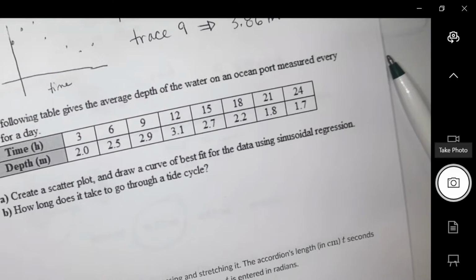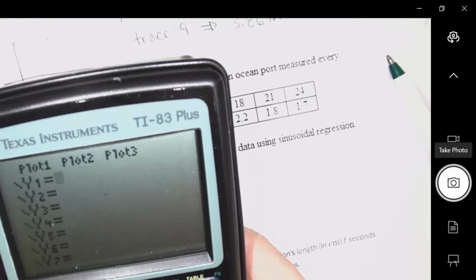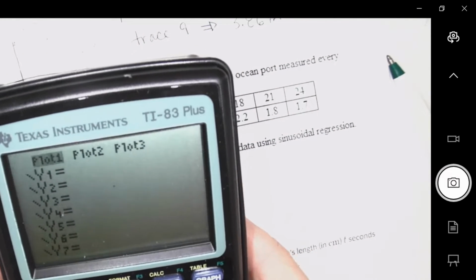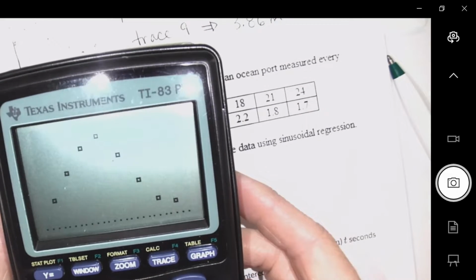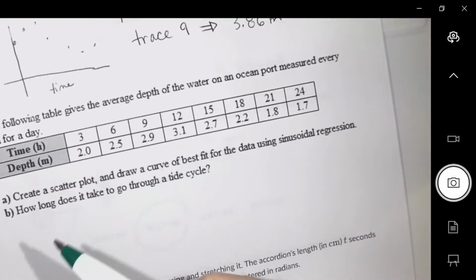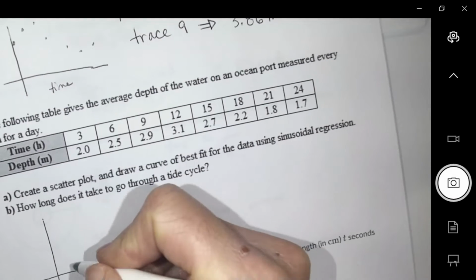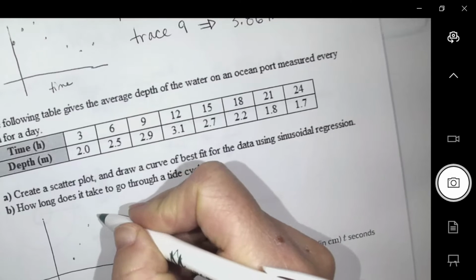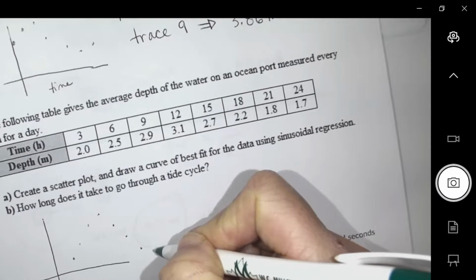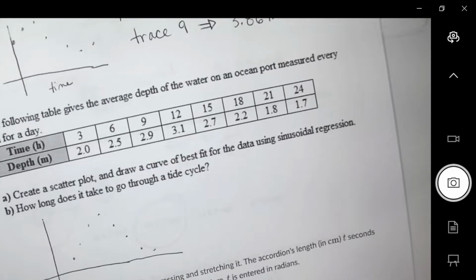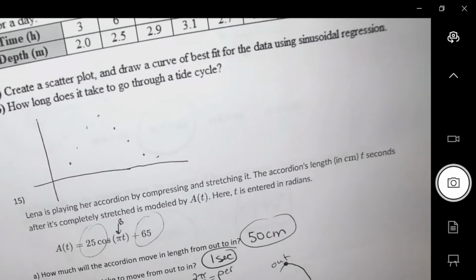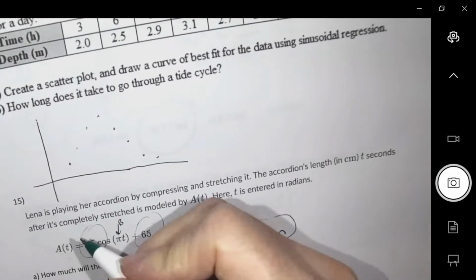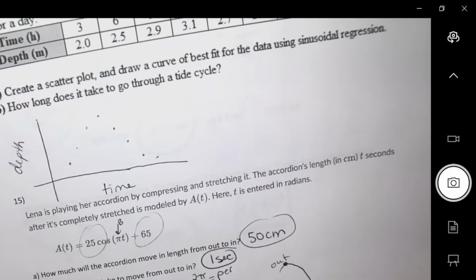Okay, so same steps. I'm going to get y's out of there. I'm going to activate the plot and zoom 9 to see what my points look like. So a visual of what I'm seeing, something like that. And I'm going to put time and depth on here again because that's what our variables are.